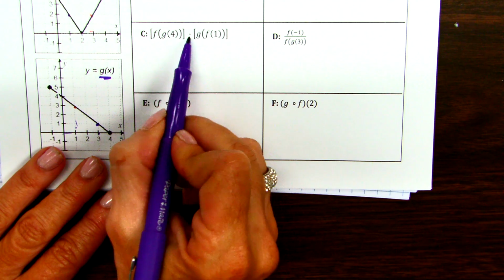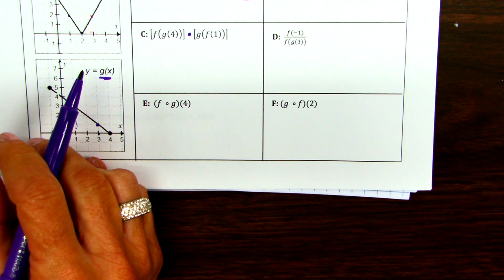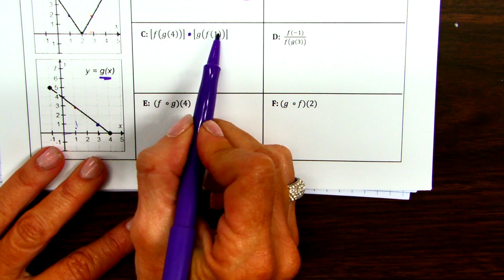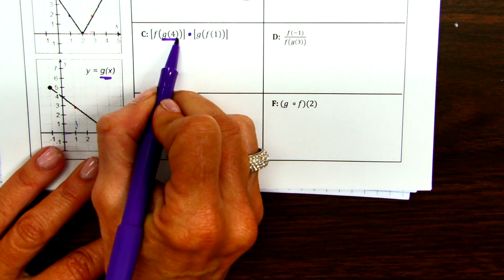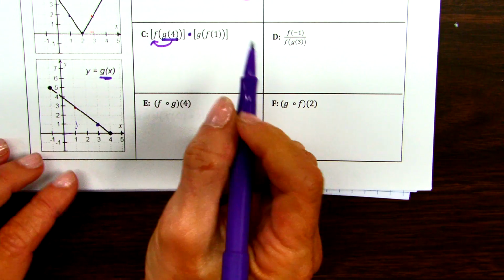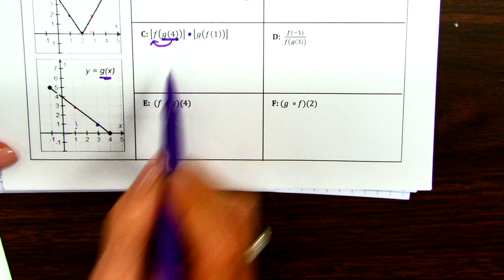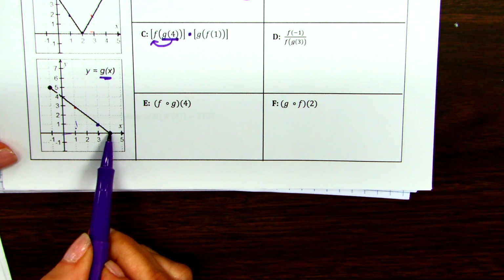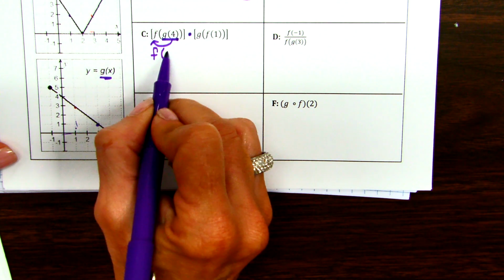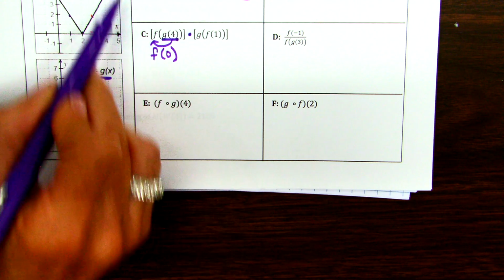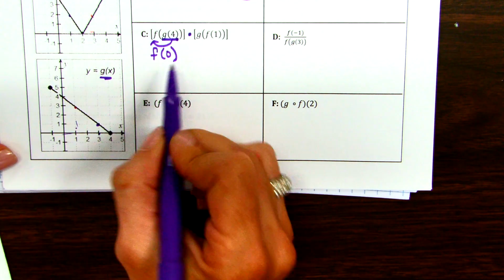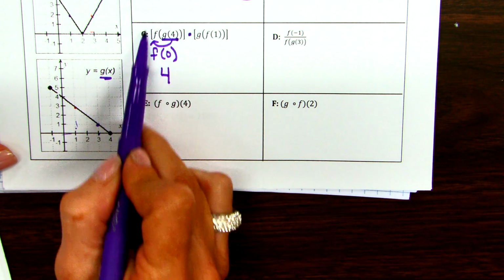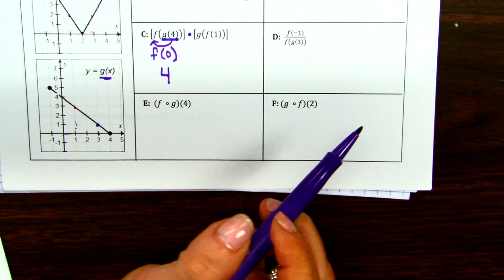So look, this looks really complicated with all the symbols, but it's really just simplify this one, and then multiply the two numbers together. So let's just start with this one. G of 4 into the f function. So remember, this is g of x. So in the g function, when x is 4, y is 0. So now I have f of 0. In the f function, where x is 0, y is 4. So we simplified this whole thing to 4.